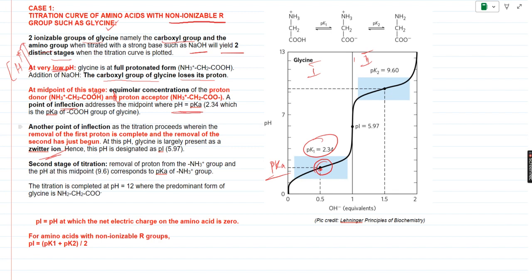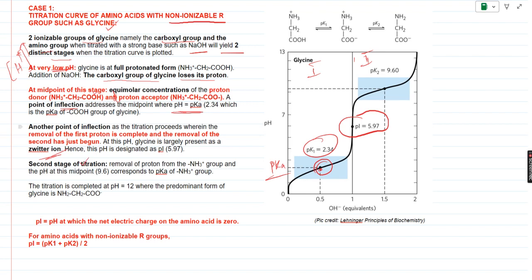So this is the Zwitter ion, right? This particular Zwitter ion is going to be present in large concentration at this particular pH. That is the reason why we are very much interested in this particular pH, because it gives the measure of pI, that is the isoelectric point of the amino acid glycine.